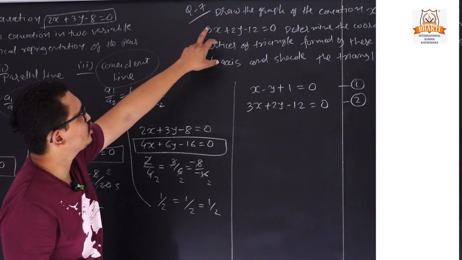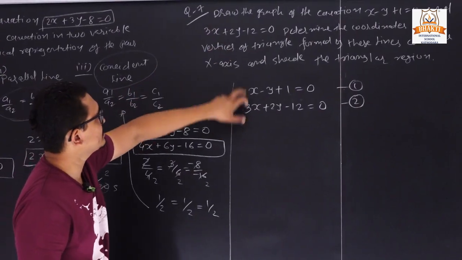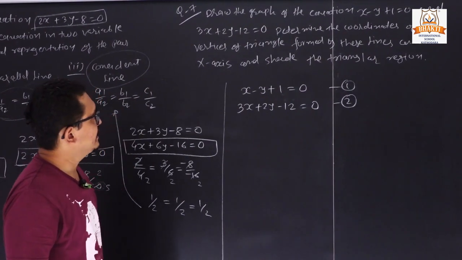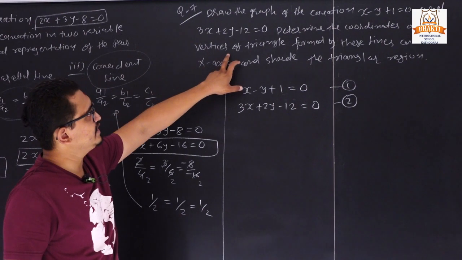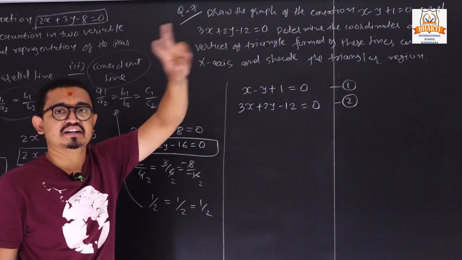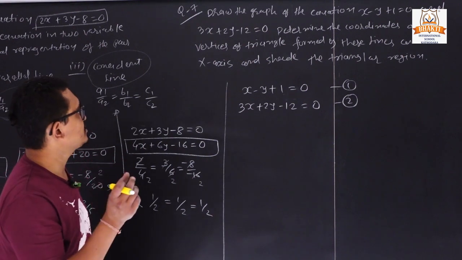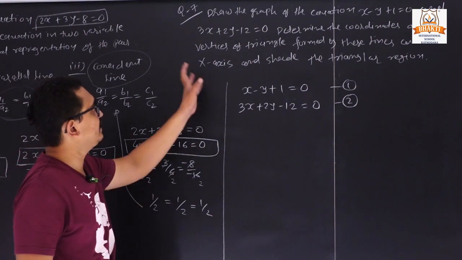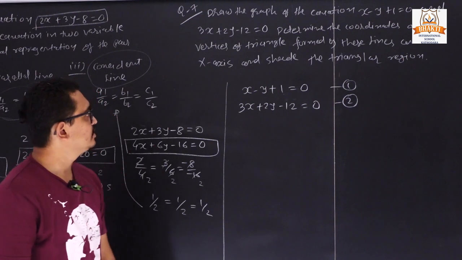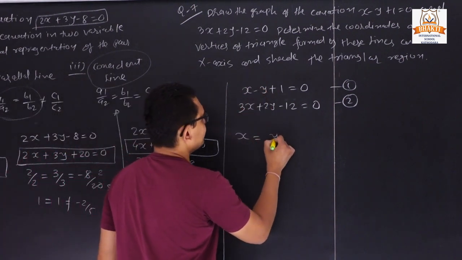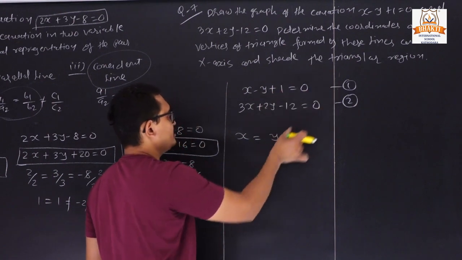Question number 7. Draw the graph of the equation. So two equations are given. We need to draw its graph, and then we can also find the coordinates of the triangle. So it means what? If we draw that graph, we have a shape like a triangle and we need to find its coordinates. So first of all, from equation 1, we can write y is equal to x minus 1, because these two terms are going to the second side.